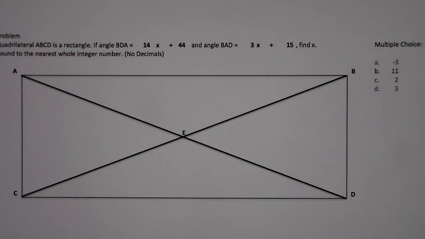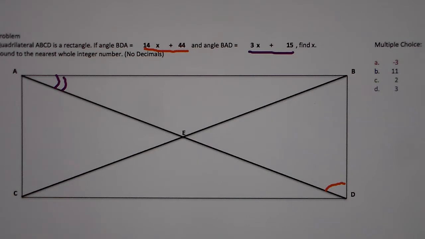Alright, so let's do some problems that you're going to be seeing on your homework. Quadrilateral ABCD is a rectangle, as you can see, A, B, C, D. Angle BDA, this angle right here, is 14x plus 44. And angle BAD, this angle right here, is 3x plus 15.